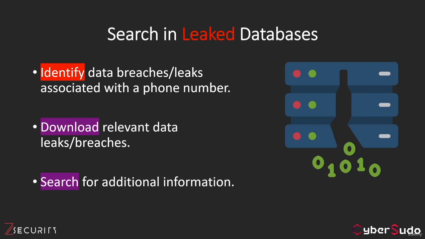The last method that I would like to show you to find information about any phone number is to check leaked databases. We have already covered this in a previous lecture when we tried to find information about an email address, but this time we are going to search for a phone number. First of all, you need to identify in which data breach or data leak the phone number has been found, then download this data leak or data breach, and then you can search for this phone number in it to find more additional information.